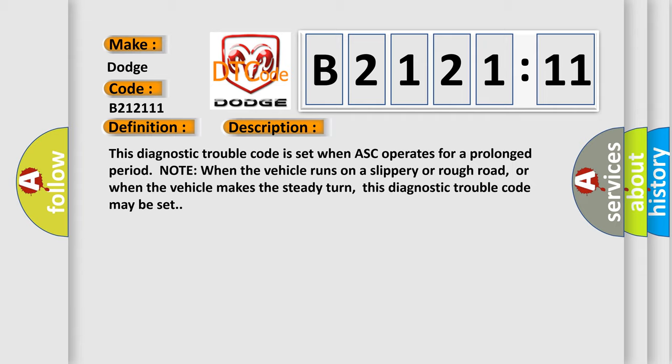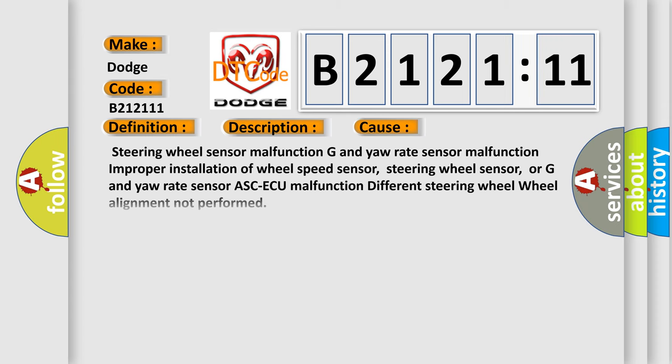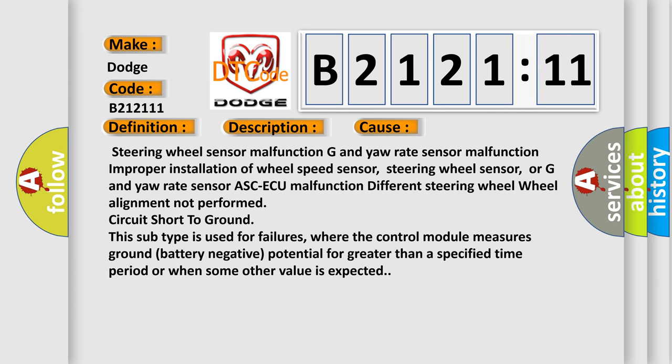Note: when the vehicle runs on a slippery or rough road, or when the vehicle makes a steady turn, this diagnostic trouble code may be set. This diagnostic error occurs most often in these cases: steering wheel sensor malfunction, G and yaw rate sensor malfunction, improper installation of wheel speed sensor, steering wheel sensor, or G and yaw rate sensor, ASCAQ malfunction, steering wheel alignment not performed, circuit short to ground. This subtype is used for failures where the control module measures ground, battery negative potential, for greater than a specified time period, or when some other value is expected.